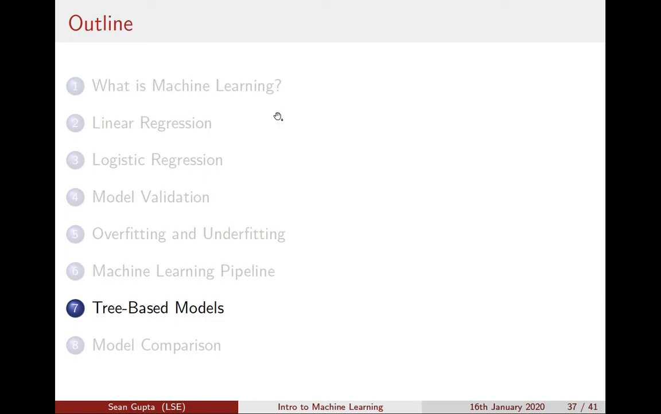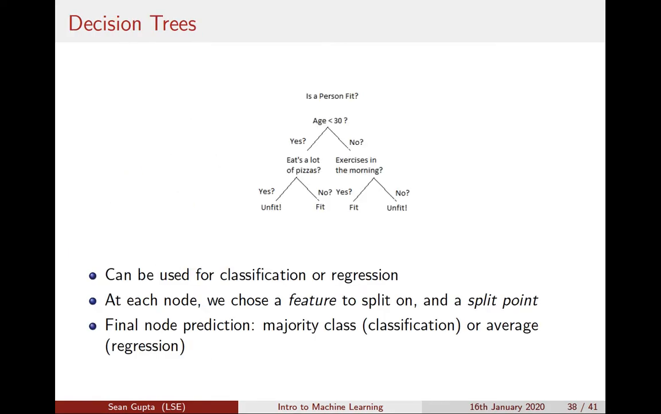We will now talk about tree-based models, namely decision trees and random forests. Now these models are quite different from linear regression and logistic regression, and hence it's worth including in this intro tutorial. So let's start with decision trees. Decision trees can be used both for classification and for regression. Let's see how it works, starting with classification.